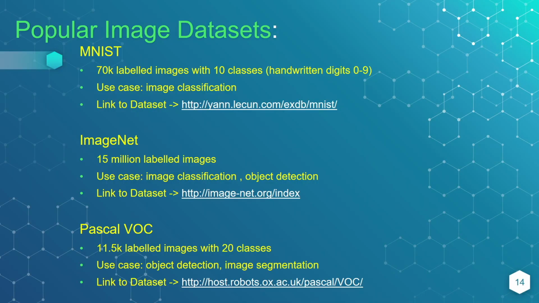Okay. Then if you take ImageNet, here 15 million labeled images have been given, and it is mainly used for image classification as well as object detection. And the last one is Pascal VOC. It consists of 11.5k labeled images with 20 different classes. So, these are the different popular public databases that are available for us to do research.